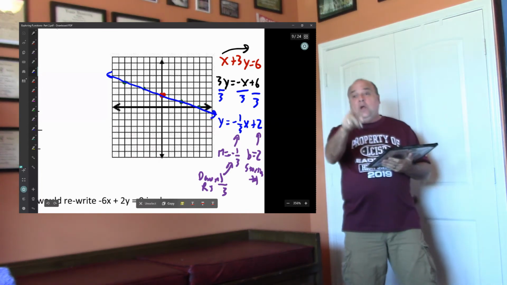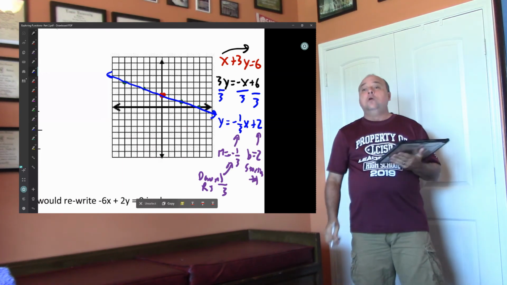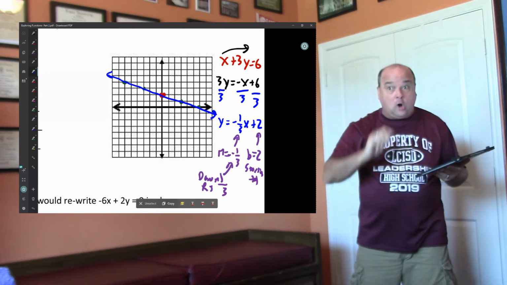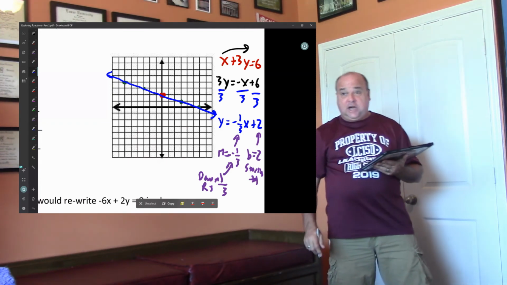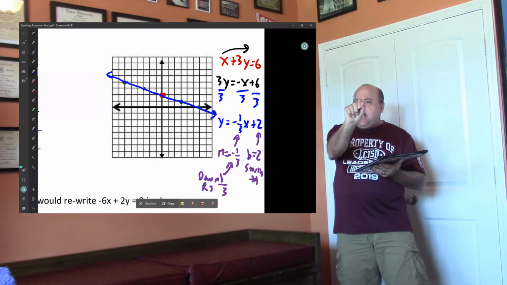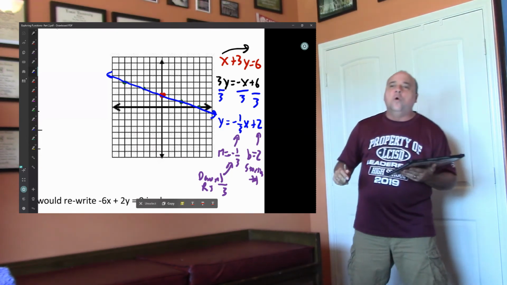In case you didn't know it, your ID card makes a perfect straight edge. You should have that ID card around your neck at all times while you're at George Ranch High School. So get your ID card out, put it down there. You could use that for a straight edge. It's a straight edge with more power.